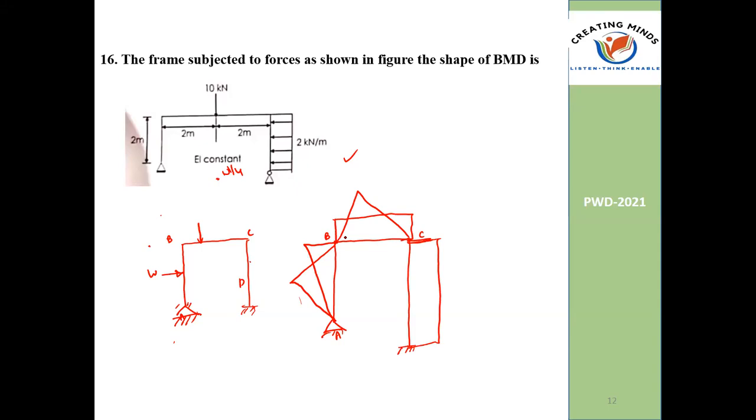Sir? Yes? Can you please explain it again, sir? Once again, how does the bending moment diagram come? Okay, ma'am. Yes, sir. Thank you, sir.